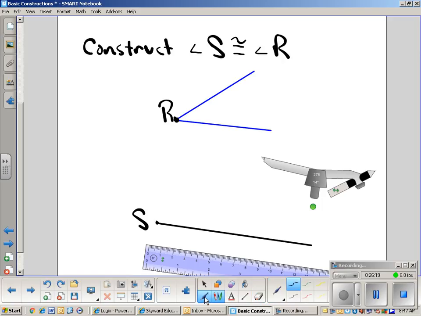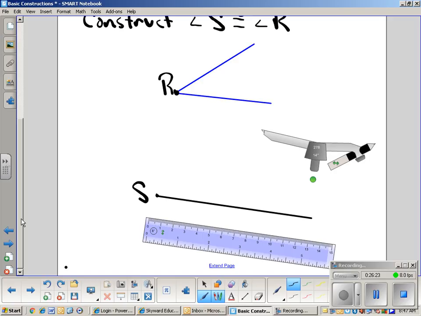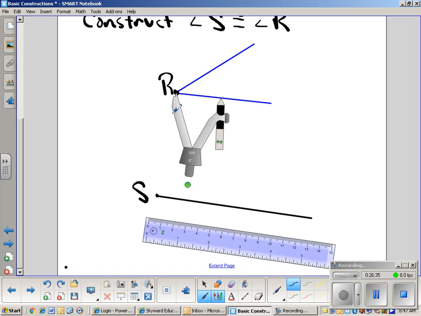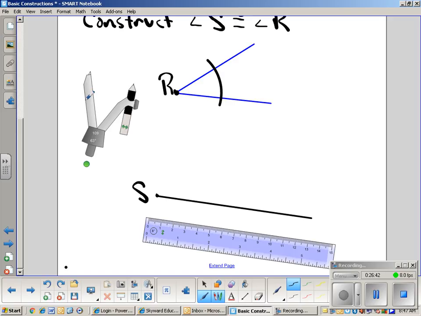Now, what we're going to do next is pick any arc we want, and draw an arc that crosses both rays of angle R. And just like before, we're going to label A and B. So that second step was choose any arc length and draw an arc that crosses both rays of angle R and label them A and B. Let me say it again: choose any arc length and draw an arc from angle R that crosses both rays, and label them A and B.